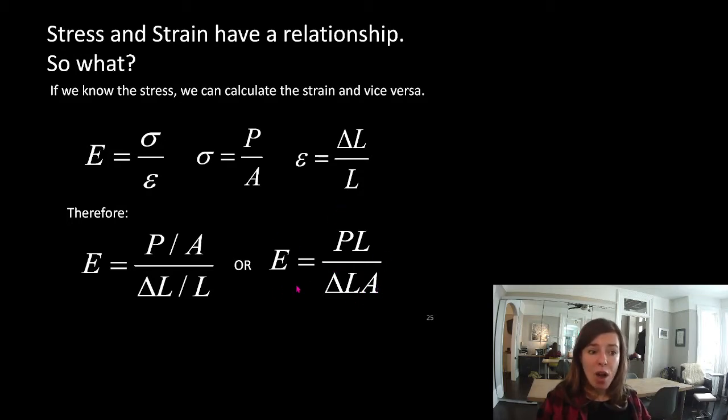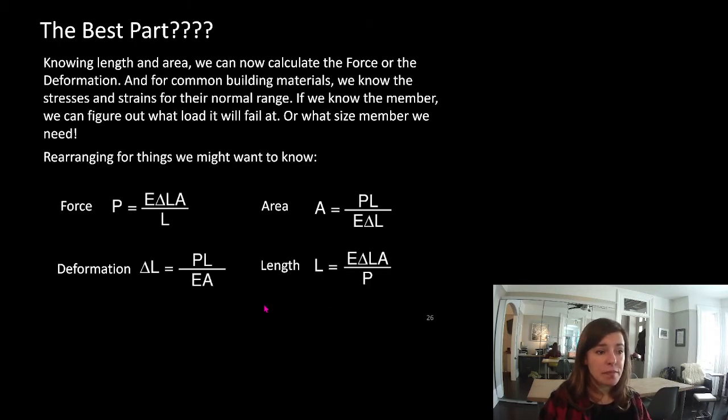So, if we know this based on the material, and we know what force we're applying, and we know the original length of an object, and it's an object we're picking, so we know the cross-sectional area, we should be able to calculate how much it deforms. Oh, that's handy. It seems like we have some things we can work with here. We could rearrange this depending on what things we know and what things we don't. So, knowing length and area, because we're setting that out in our building, we can now calculate the force or the deformation. And for common building materials, we know the stresses and strains in their normal range.